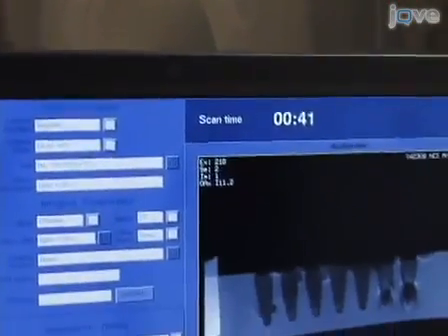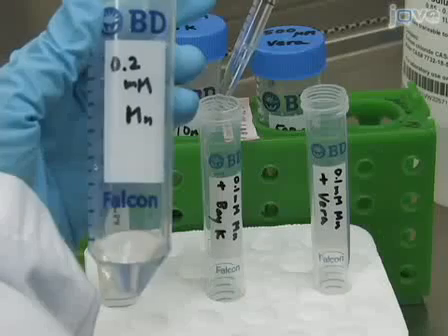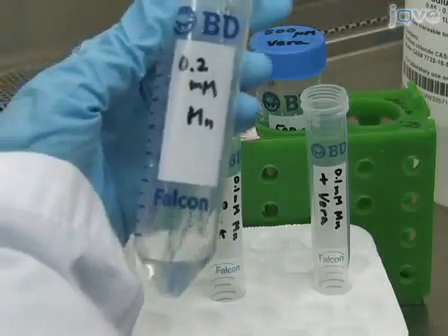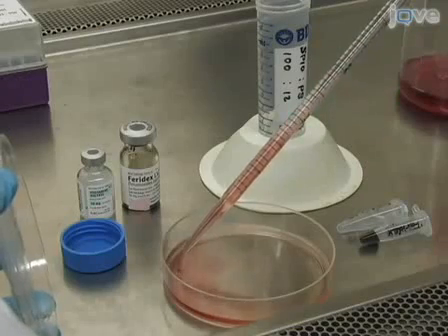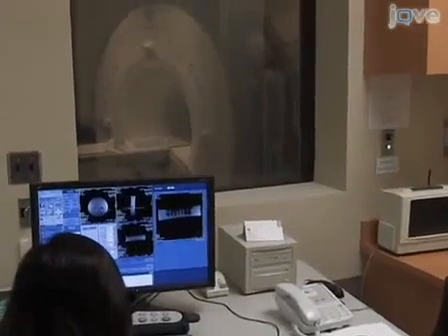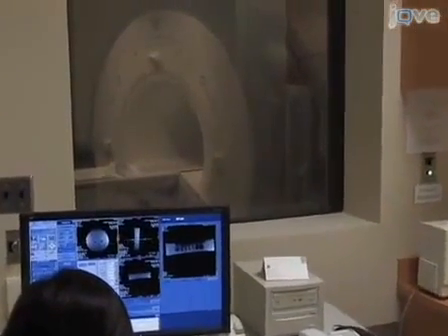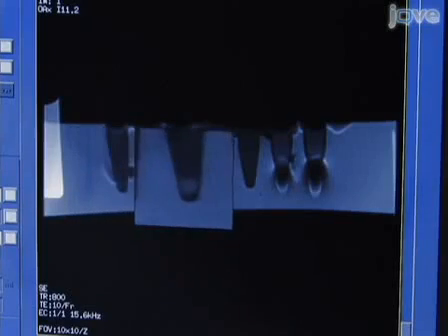This procedure includes the following steps: labeling human embryonic stem cells with contrast agents, performing in vitro cellular magnetic resonance imaging, and analyzing the MRI results. So let's get started.